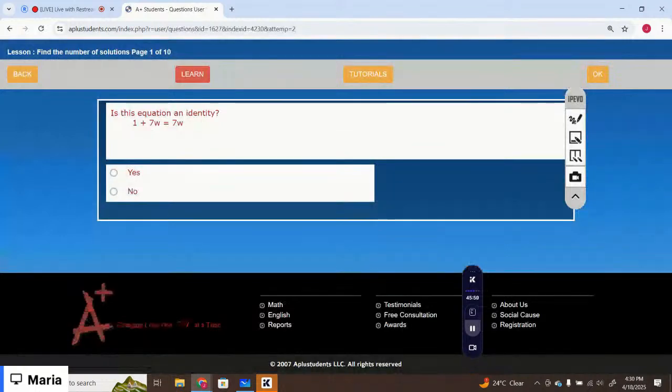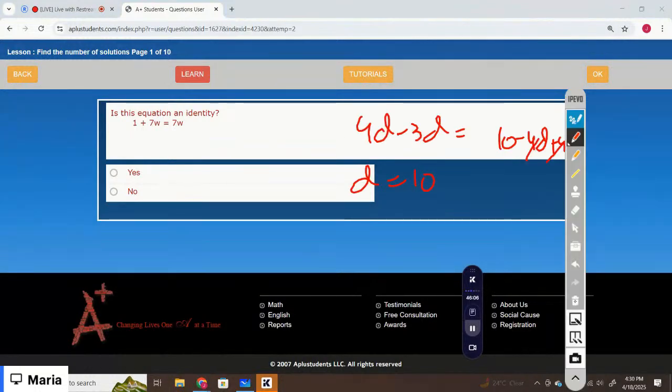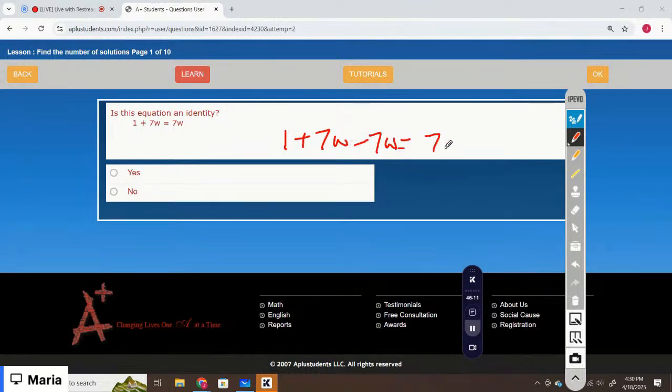Is this equation an identity? 1 plus 7w equals 7w. Just subtract 7w from both sides. They cancel out each other, so 1 is equal to 0. No, that is not an identity. The correct option is no. Option number two is the correct option. No, that is not an identity.